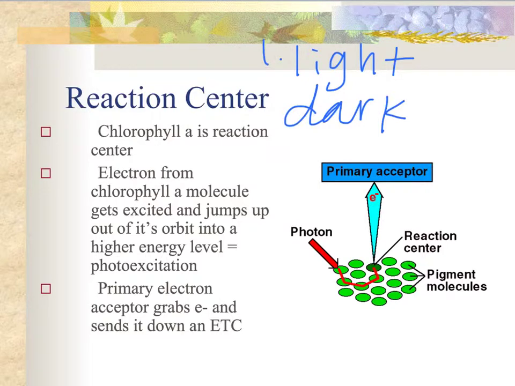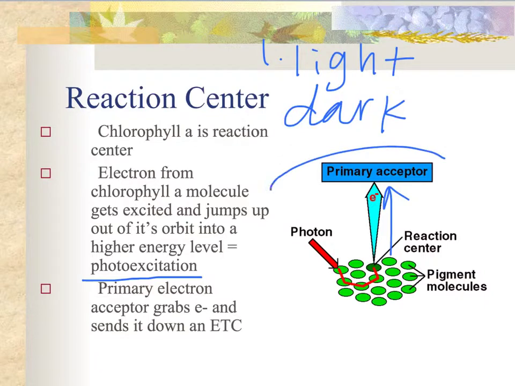Chlorophyll A is a reaction center, and chlorophyll is just a pigment, okay? When you see that a leaf is green, the leaf isn't actually itself green. It has the pigments in it that are going to absorb the blue violets and the reds and then reflect the green. So your eye actually sees that green wavelength. So you're actually seeing the reflection of green, if that makes any sense. An electron is going to get excited when the light hits it, and it jumps out of orbit into a higher energy level. This is called photoexcitation. It's being excited by light.